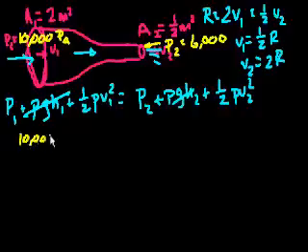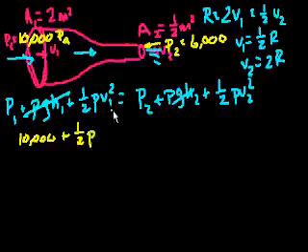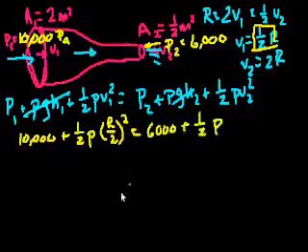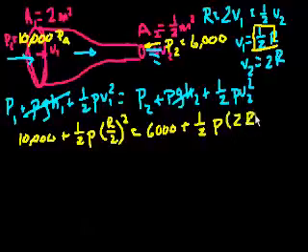10,000 pascals plus 1/2 rho times v1 squared. Well, what's v1? That's R over 2. We figured that out up here. So 1/2 rho times (R over 2) squared is equal to P2, that's 6,000 pascals, plus 1/2 rho times v2 squared. We figured out v2 is 2R, so (2R) squared. Let's just do some simplification.